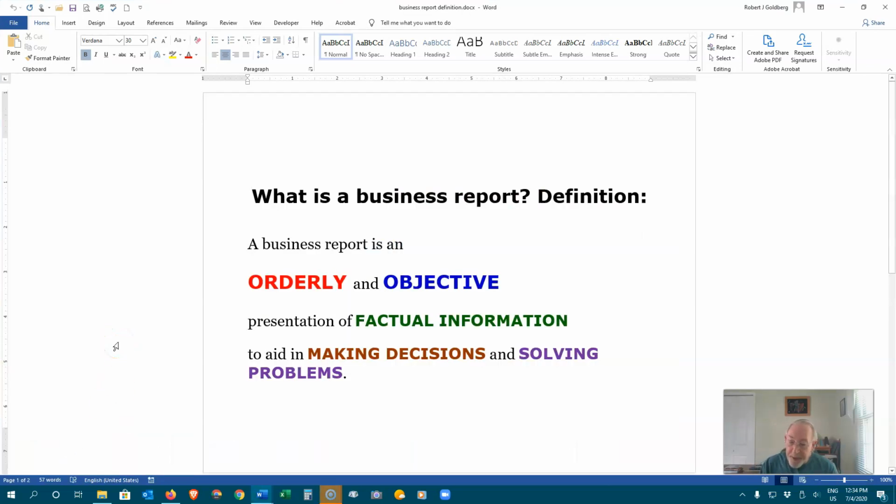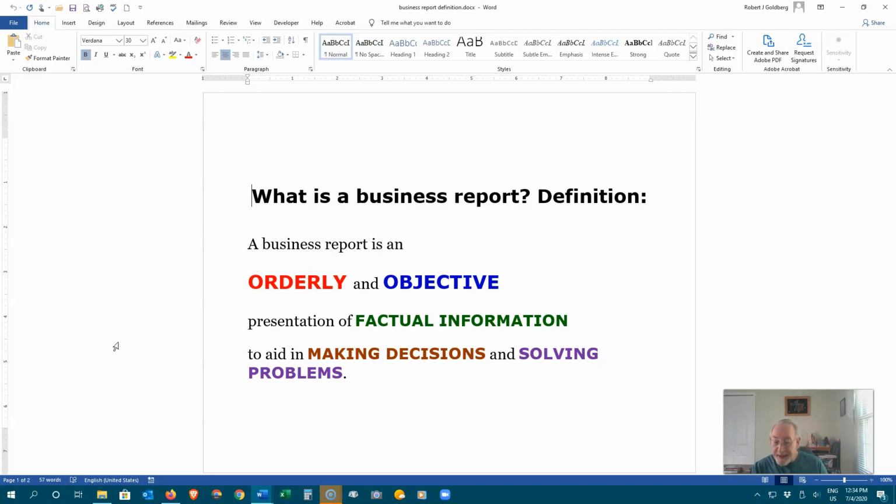Let's start with a basic definition of business reports. Take a look. A business report is an orderly and objective presentation of factual information to aid in making decisions and solving problems. This definition is true of both informal short reports and formal long reports. So, let's break down this definition.